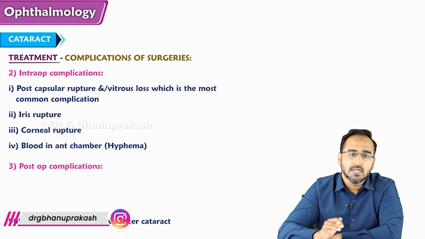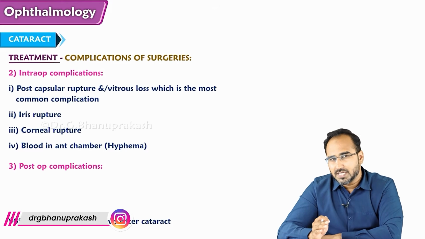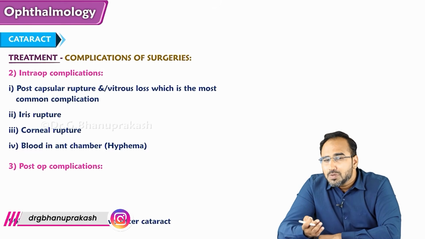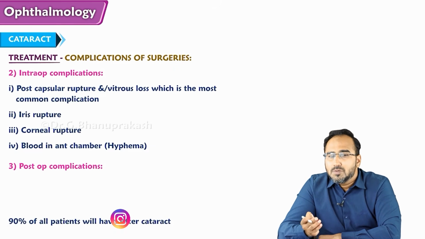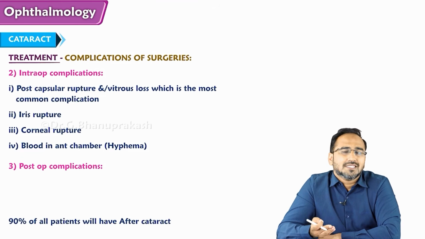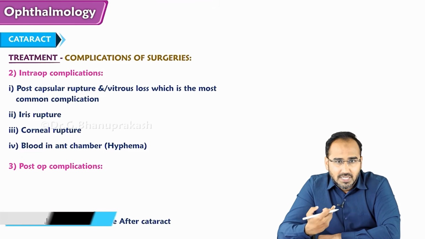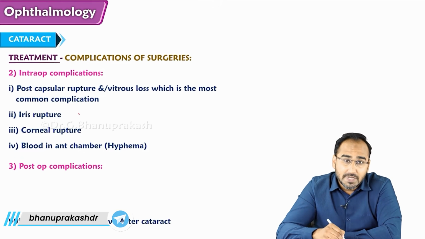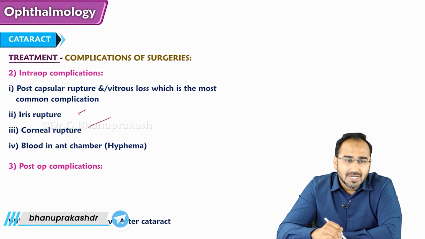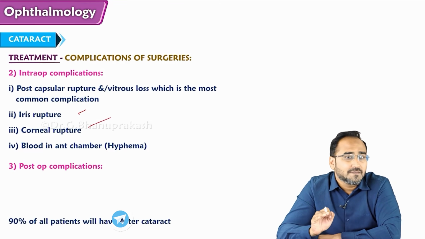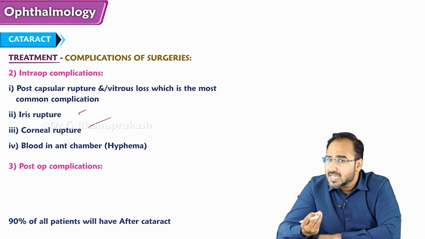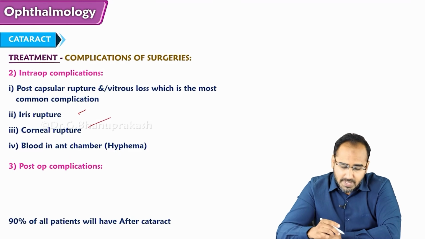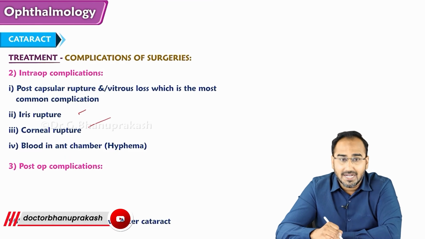We'll start from here. Intraop complications, guys. Intraop complications means during surgery, what can happen? You might damage the things which are there, such as the iris, or the cornea. Cornea is avascular, but if you damage the iris, the blood vessels are near the iris. If they are damaged, you will see blood getting collected in the anterior chamber, which is called hyphema.